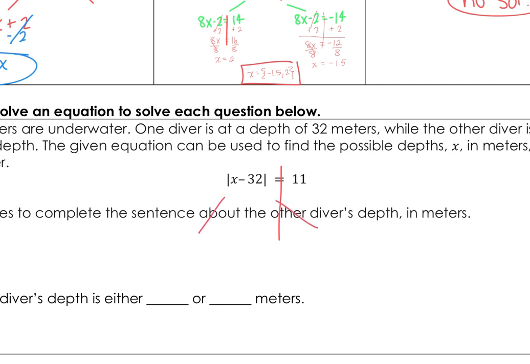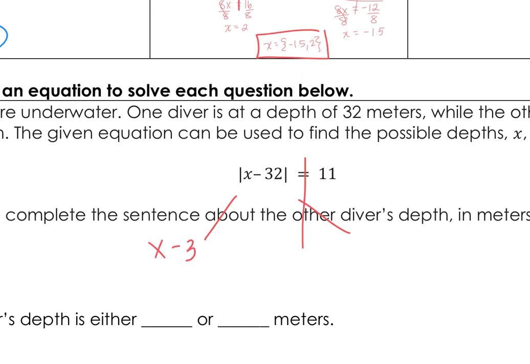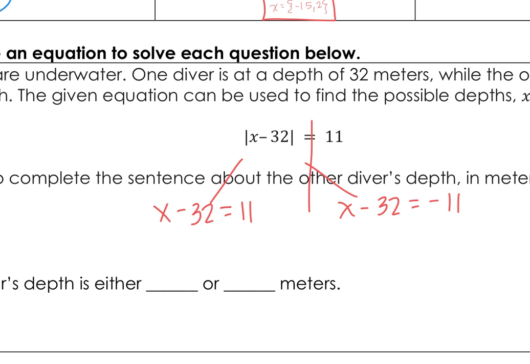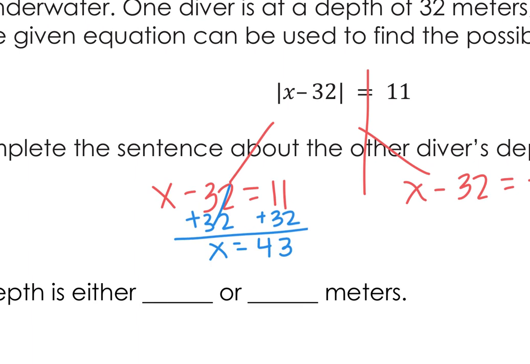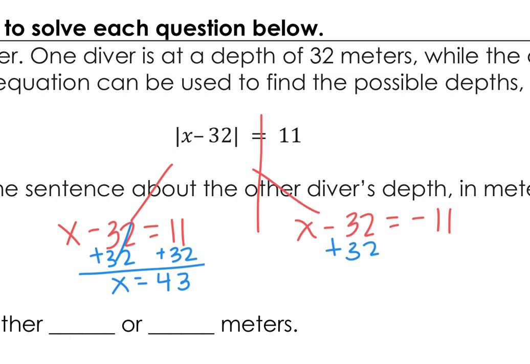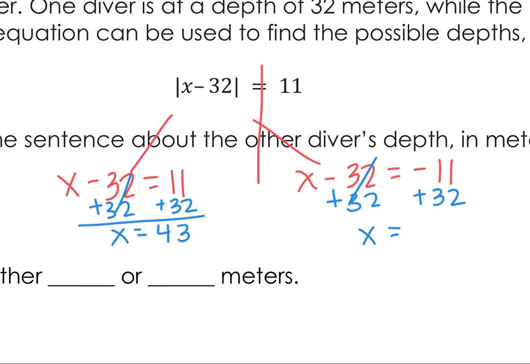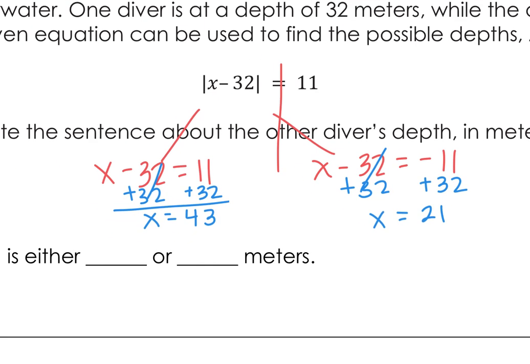So we're going to break that apart. So I have x minus 32 is equal to 11, and x minus the 32 is equal to negative 11. So add the 32, which means x is equal to 43. Or if I add the 32 to a negative 11, I get x is equal to negative 11 plus 32, 21.